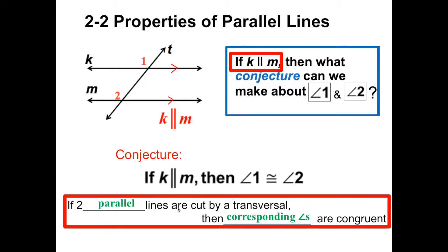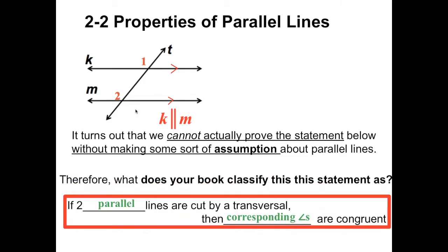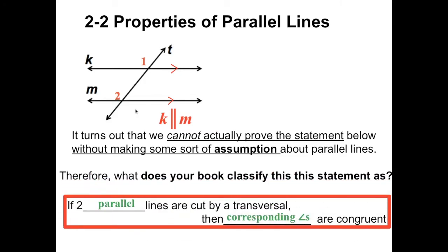And I give this to you now, and we're not going to prove it because it turns out we can't prove it. We need to make an assumption about parallel lines first. This is an important thing if you study more geometry in the future. This is one of the most famous things: you make an assumption and then you can prove a whole bunch of stuff. And this is the assumption your book makes, that corresponding angles are congruent when you have parallel lines cut by a transversal. So therefore, what is this going to be classified as, guys?